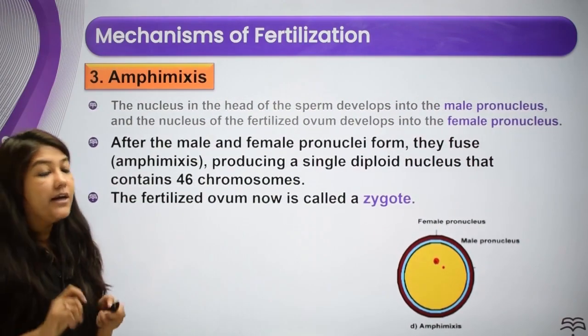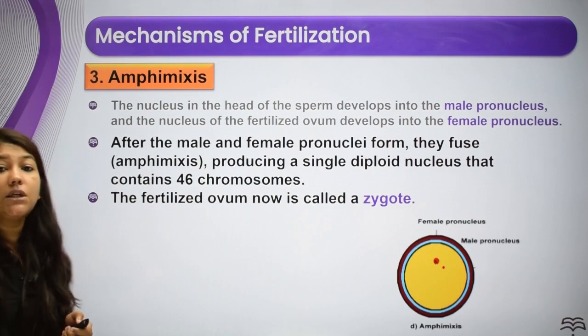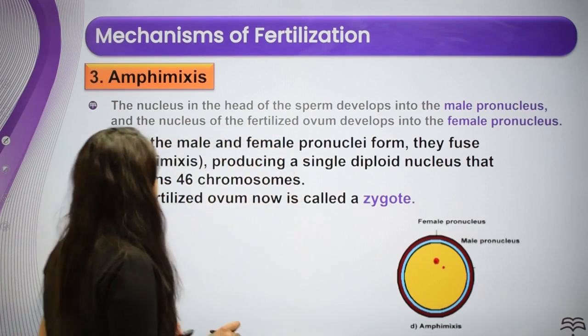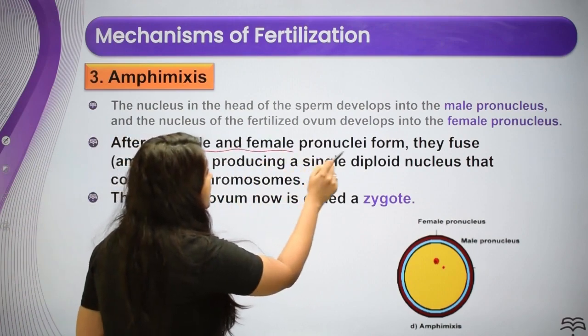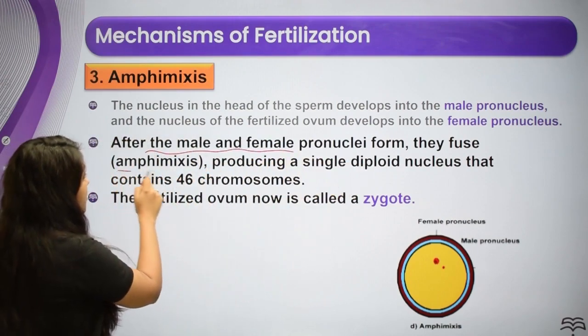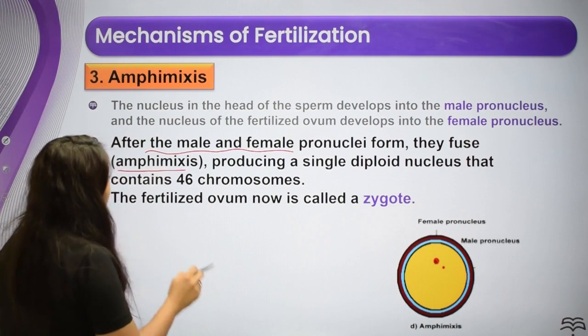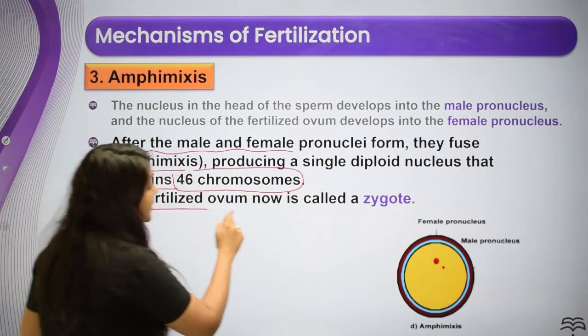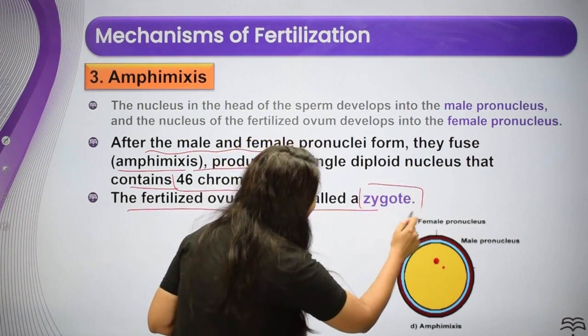Both the pronuclei are going to fuse, and what is the term that we use for this fusion? The term is amphimixis. Okay, so after the male and the female pronuclei form, they fuse, producing a single diploid nucleus that contains 46 chromosomes, and the fertilized ovum now is called the zygote.